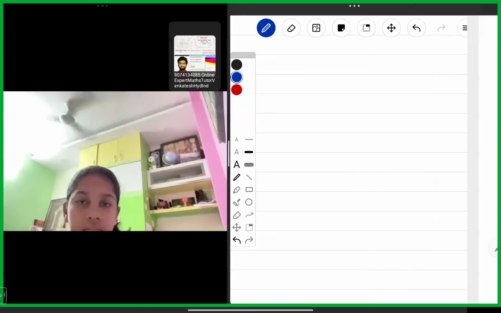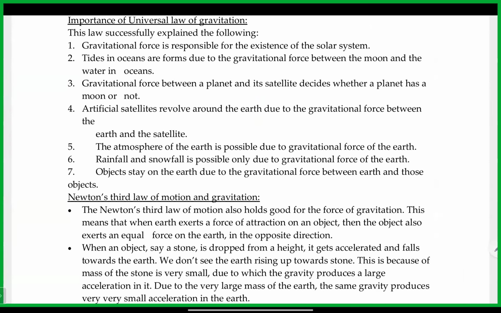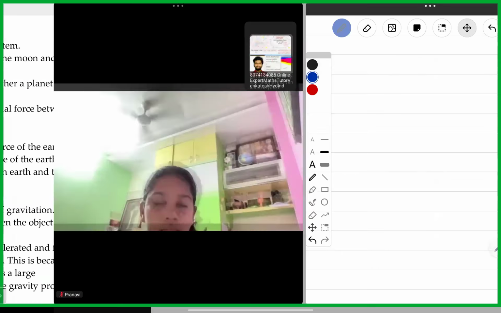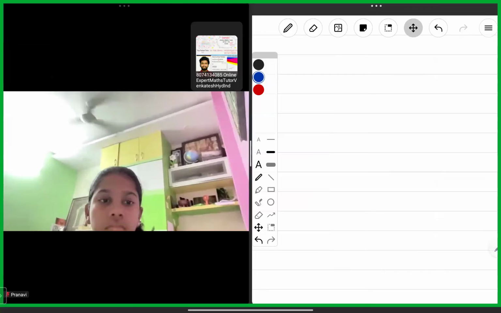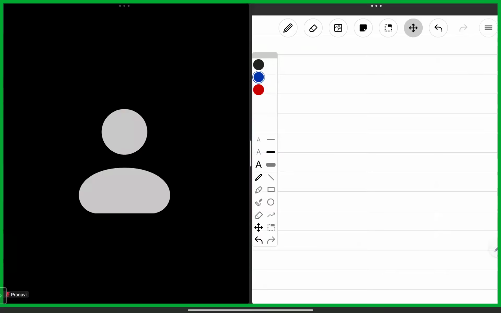So they send these satellites to the atmosphere, that is, around the Earth, and up to a certain extent, from there we receive the signals. Okay, sir.